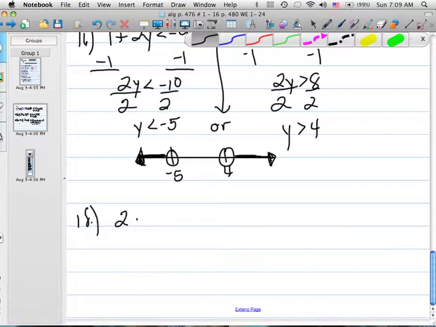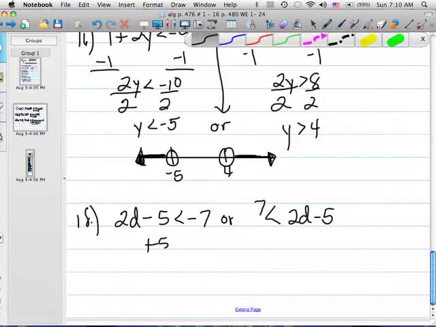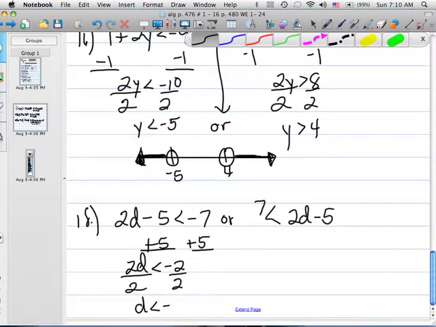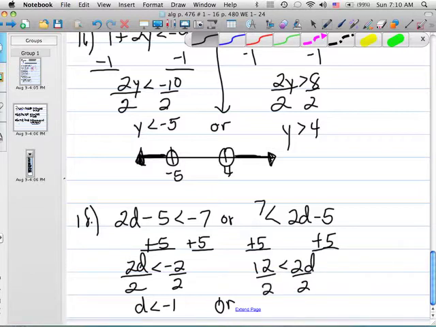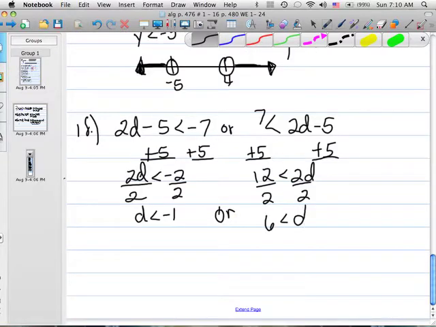Problem number 18, if 2d minus 5 is less than negative 7, or 7 is less than 2d minus 5. First inequality, add 5, and we get 2d is less than negative 2. Divide by 2, d is less than negative 1. Bring down the word or. Here we add 5 to both sides to solve for d. So we get 12 is less than 2d. Divide by 2, and we have 6 is less than d.